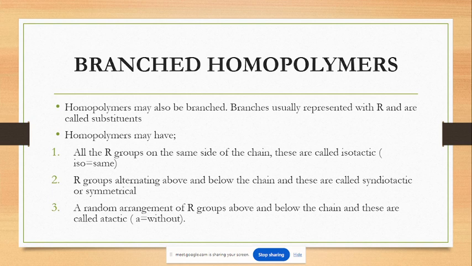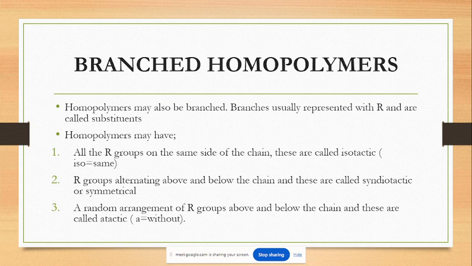Okay, so if the R groups are on the same side of the chain, these branched homopolymers are said to be isotactic, meaning iso means same. Okay, so meaning the arrangement of the R groups about the chain are on the same side.